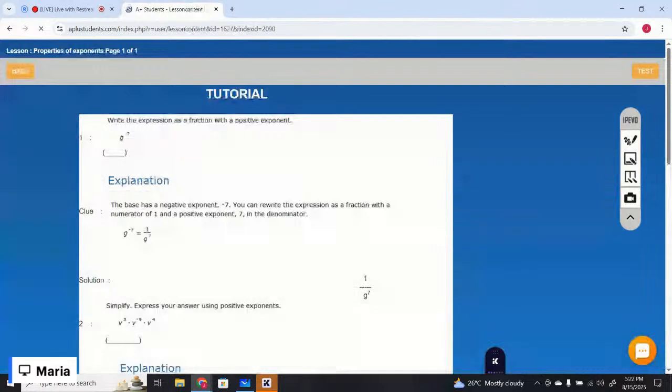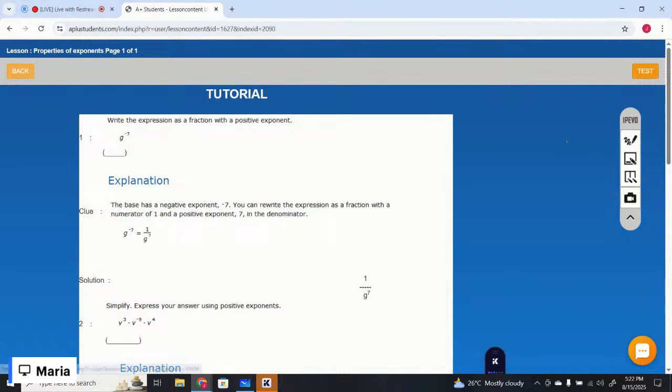Write the expression as a fraction with a positive exponent. So you need to write this expression with a positive exponent, that is g exponent negative 7. You need to write it in the denominator of 1, right? So that would be 1 divided by g exponent 7.